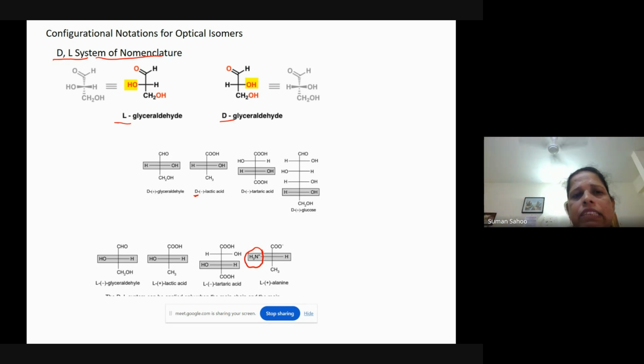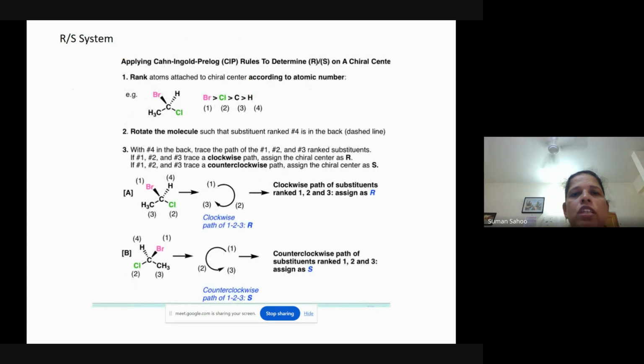So this is a relative configuration nomenclature, because we are just relating to D and L glyceraldehyde as the standard, and then putting the configurational notations for other molecules. So to overcome this, there came your RS system, which was put forward by Cahn, Ingold, and Prelog. So here there are some rules.